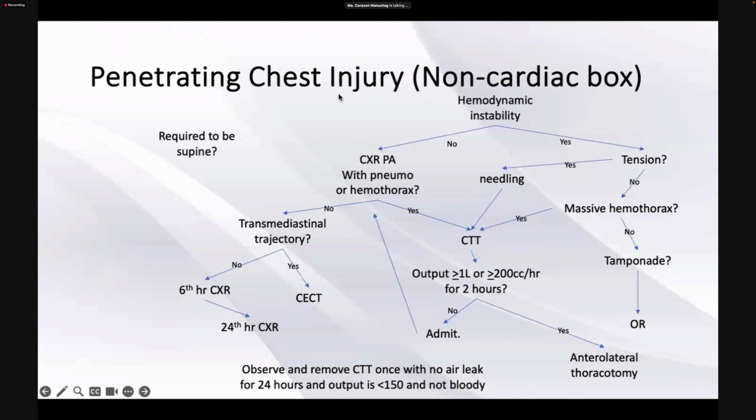For penetrating chest injuries that are not in your cardiac box, so again, hemodynamic instability ang tipping point, and then you can work them up kung stable. So your chest x-ray.